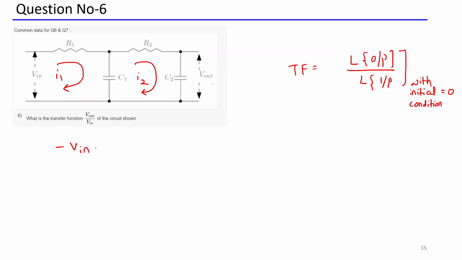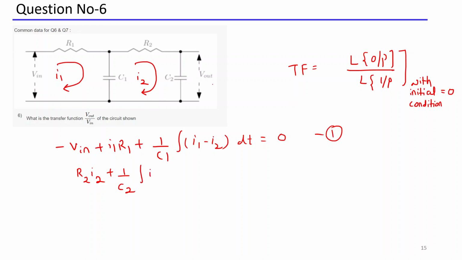You already know how to write this equation: minus v in plus I1 R1 plus 1 by C1 integral of (I1 minus I2) dt, because this is common, equal to 0. That is the first equation. The second equation you find in the second loop: R2 I2 plus 1 by C2 integral of I2 dt plus 1 by C1 integral of (I2 minus I1) dt is equal to 0.